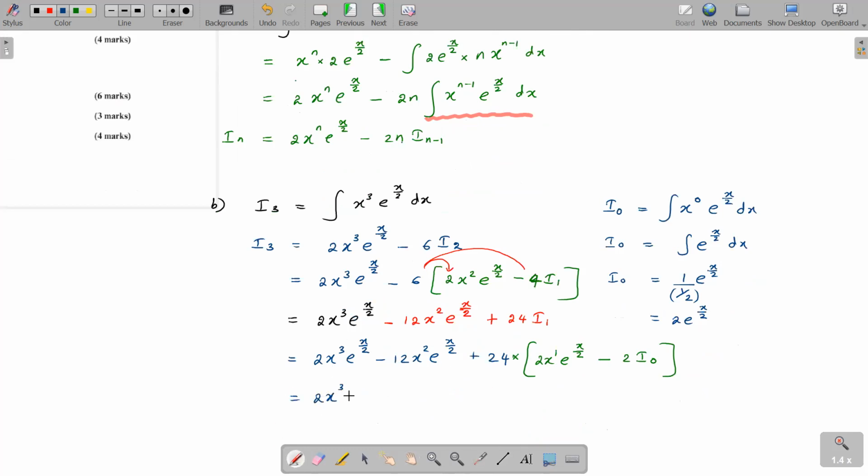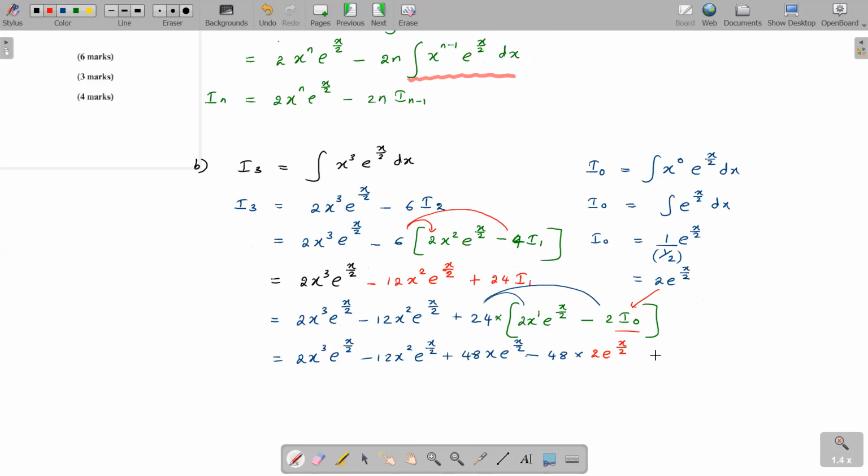So 2x to the power 3 e to the power x over 2 minus 12x squared e to the power x over 2, plus 24 into 2, what do we get? 48x e to the power x over 2. 24 into minus 2 is minus 48 I naught, which is what we found here. Let's input that here: 2 e to the power x over 2. And don't forget the plus c.